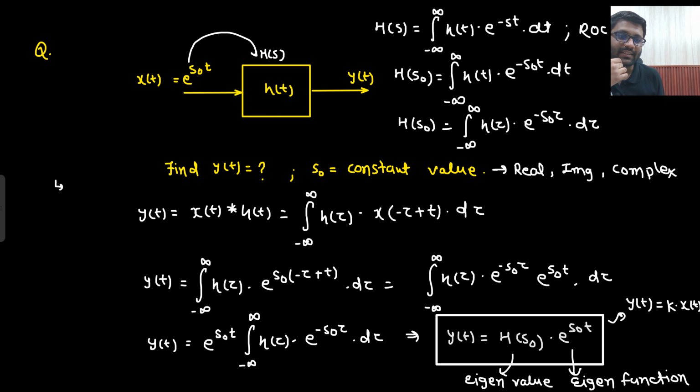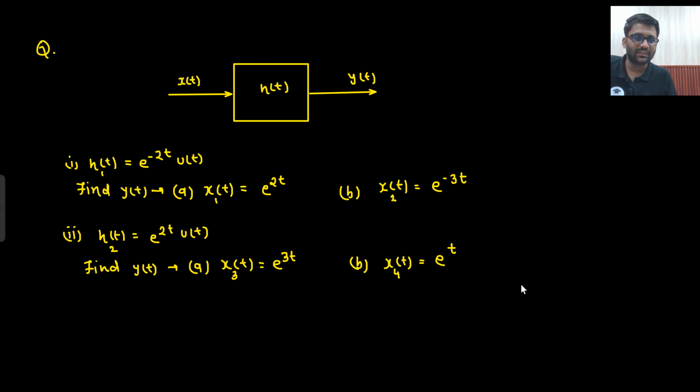And H of s is defined for a particular ROC only. So can you blindly put the value? Can you blindly define H of s naught? What I am saying, can you blindly define this particular thing? So we will see about it, we will discuss it with respect to a question, which is this question.